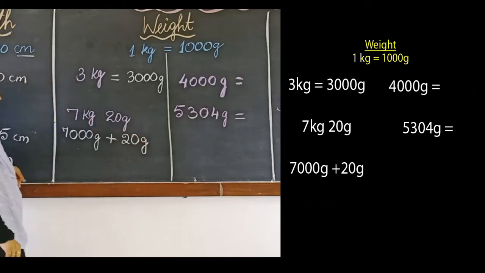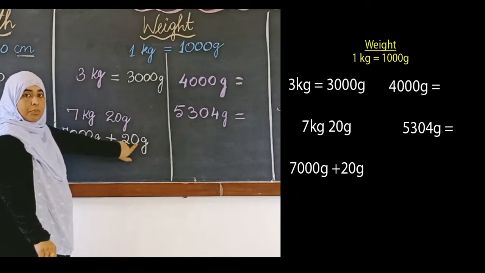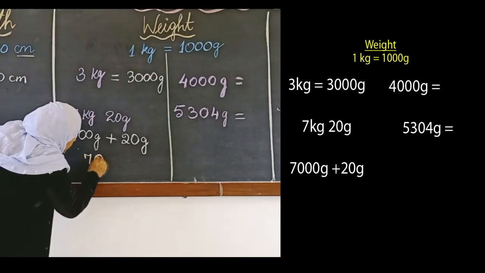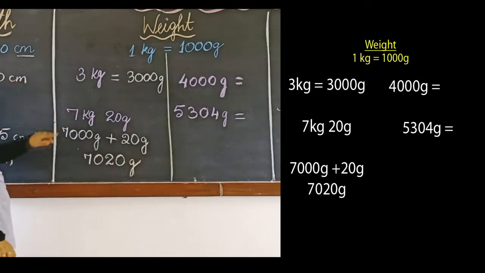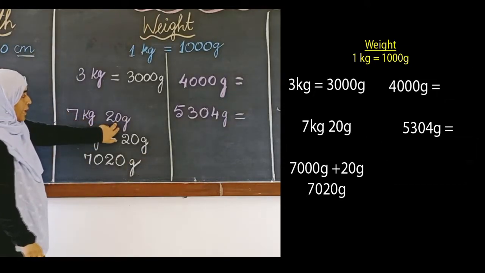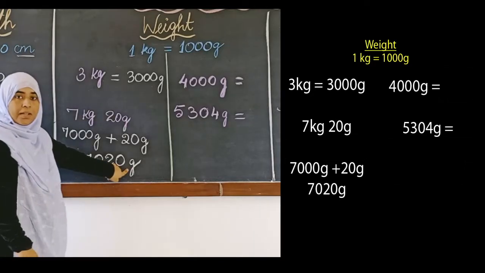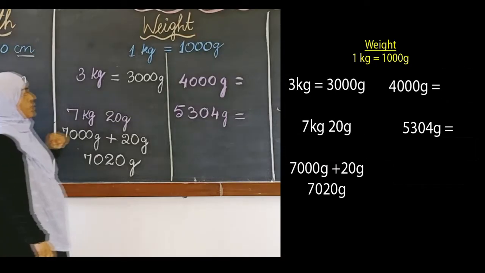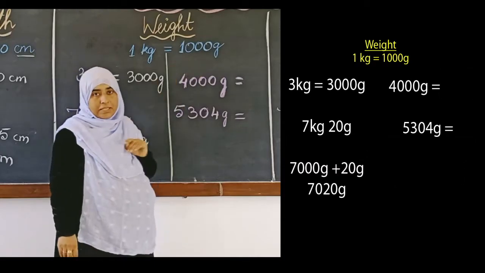Okay, so 7000 grams plus 20 grams. Now both we have to add. Now when we add both, it will be 7020 grams. Okay, so 7 kgs 20 grams is equal to 7020 grams. Okay, total we have converted. Now the next conversion that I have here is grams to kgs.